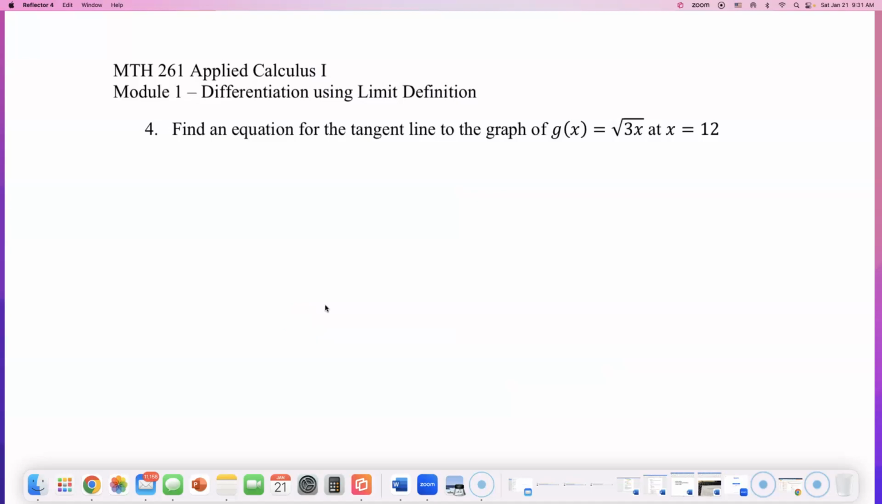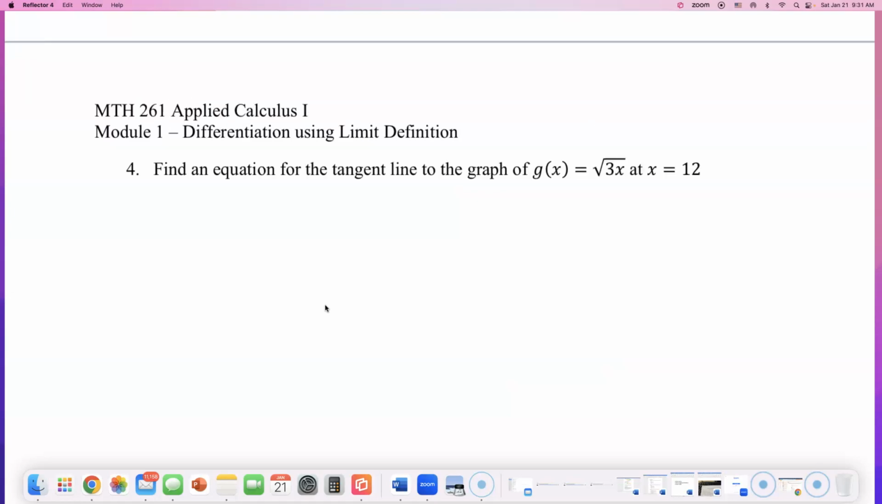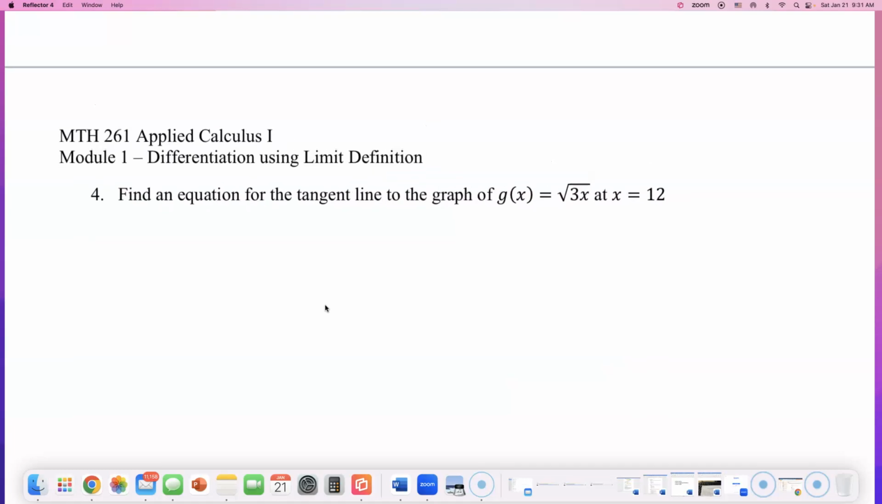Let's find an equation for the tangent line to the graph of g of x equals square root of 3x at x equals 12. So I'm going to write down the three ingredients I need to write an equation of a tangent line. I need x, I need y, and I need m. If I have these three, I'm going to use the point slope form to write an equation. They gave us x is 12, so that's good.